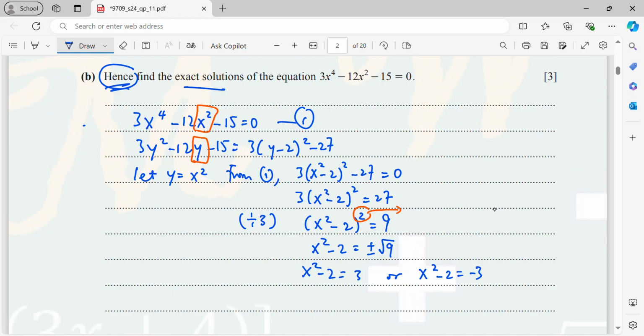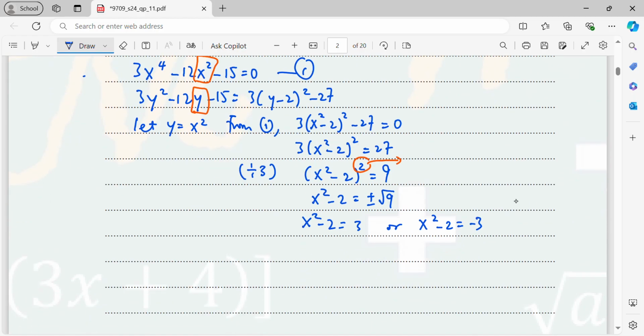Then now here, to solve the first equation, the minus 2 moves to the right side and becomes plus 2. So we end up with x squared equals 5. Then again, to move the square to the other side, it will be plus minus square root. Now for the other expression, the minus 2 will be moved to the right side, so it becomes plus 2. So minus 3 plus 2, that is minus 1. We know that x squared cannot be negative. So this is no solution.